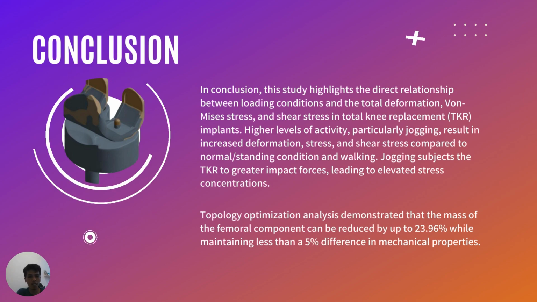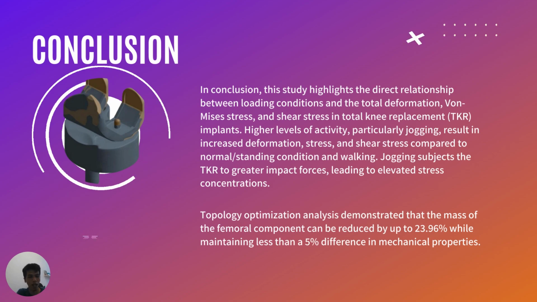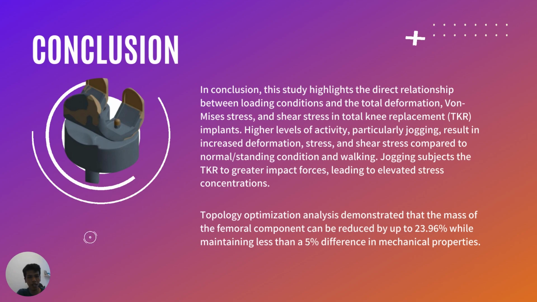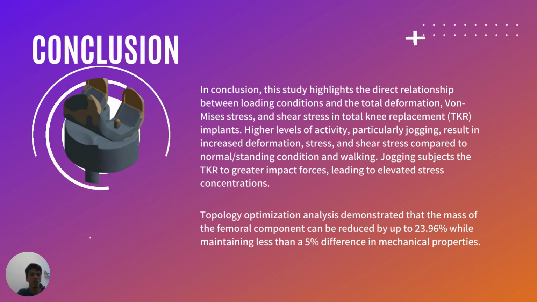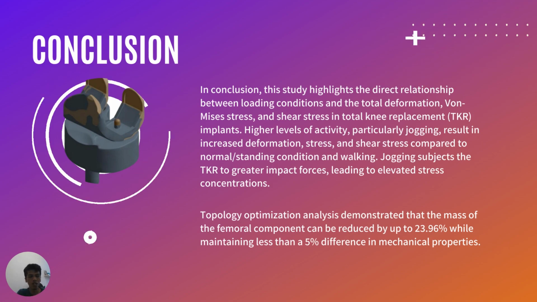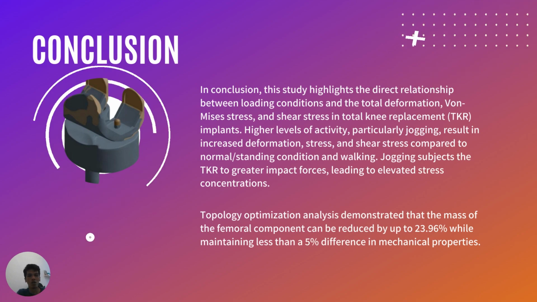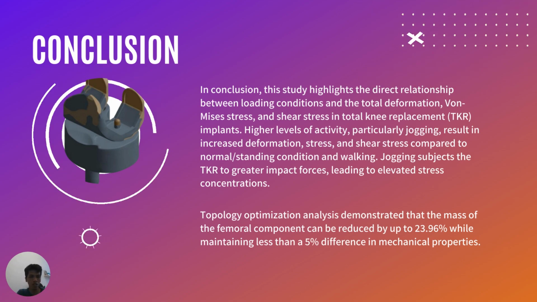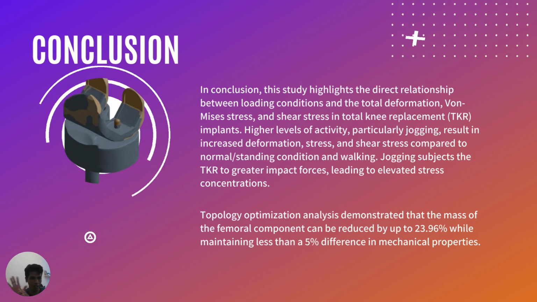The topology optimization analysis demonstrates that the mass of the femoral component can be reduced by 24% while maintaining around a 5% difference in terms of mechanical properties. But you have to remember that my research here is based on the mechanical properties part only. So we have a boundary condition that we cannot compromise too much. If you take into account other boundaries, then there are other cases.